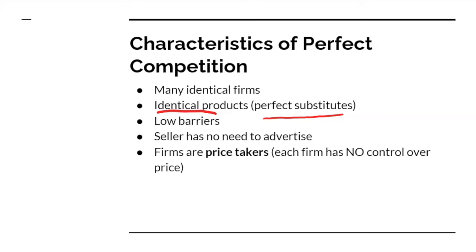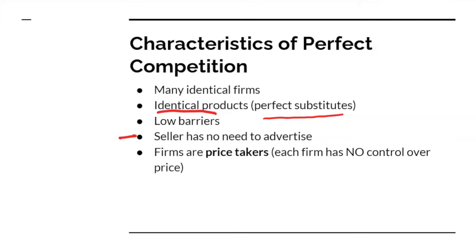The third characteristic of perfect competition: there are low barriers to entry. If you want to enter into the market and sell your goods, you are more than welcome and able to do so. Because of this, the seller has no need to advertise, right? Because there are a lot of identical firms, and all the products sold are identical and perfectly substitutable for one another, there is no need to advertise here.